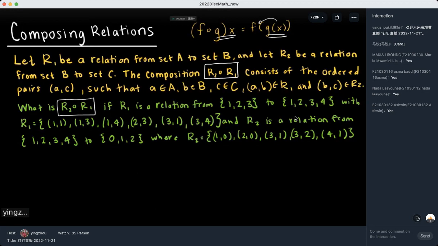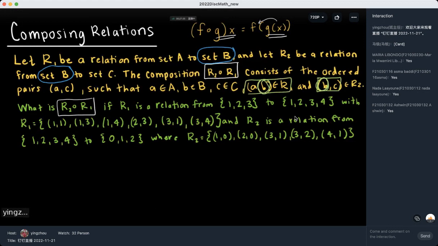A composition of relations happens when R1 is a relation from set A to set B, and R2 is a relation from set B to set C. The key item here is that this set B and this set B have to be the same set, because if they are not, your composition is not going to work. This will make sense when we go through our example together. The only way it works is if the same set is being mapped to from R1 and then is doing the mapping in R2. The composition gives us the ordered pairs (a, c) such that (a, b) was in R1 and (b, c) was in R2. Again, notice the value of b has to be the same. So let's go ahead and take a look.